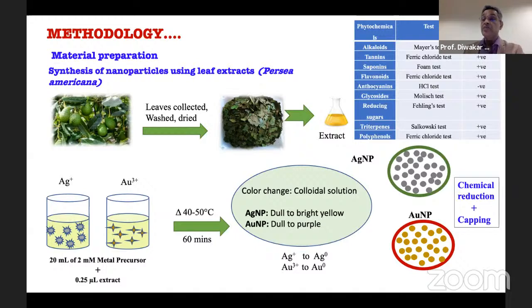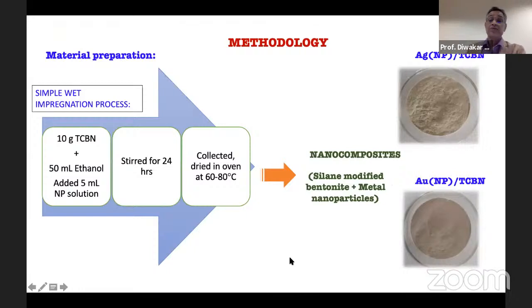We can see that positive results are shown here, and then we used a very small volume of this extract, 0.25 microliter, in 20 ml of 2 millimolar precursor solution, at a very low temperature of 40 to 45 degrees. Sometimes at just 40 degrees, in 60 minutes, this was converted into nanoparticles, and a colloidal solution was formed for silver and gold. Then we introduced these silver and gold nanoparticles into the composite material. It's a very simple method that we adopted here.